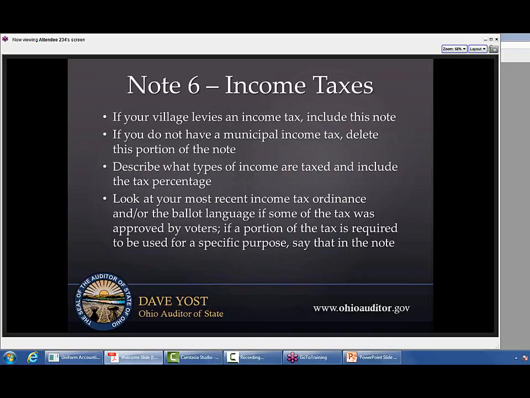You describe what types of income are being taxed, and you include the tax percentage. Okay? What you want to do is look at your most recent income tax ordinance and/or the ballot language if some of the tax was approved by voters. If a portion of the tax is required to be used for a specific purpose, you also need to say that in the note. If you have any unvoted income tax that you put on, you also want to disclose that. If you have both voted and unvoted, then you need to disclose those separately as well, along with any restrictions or specific purposes.